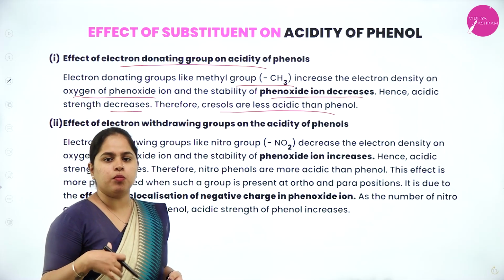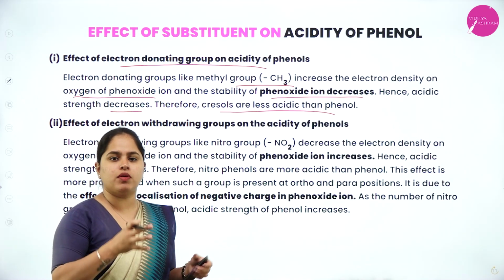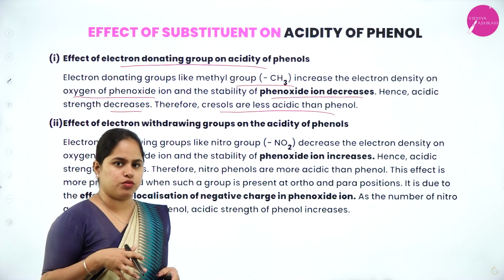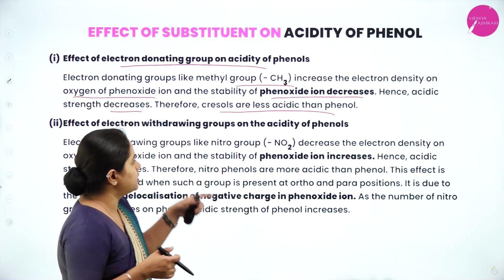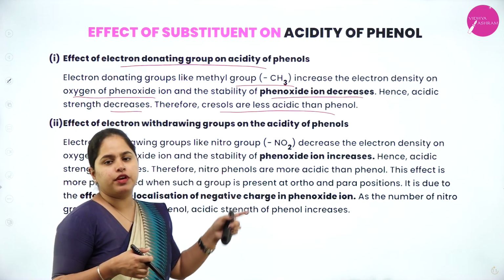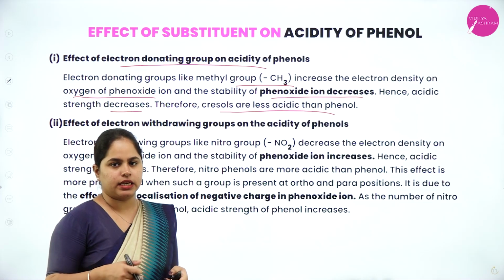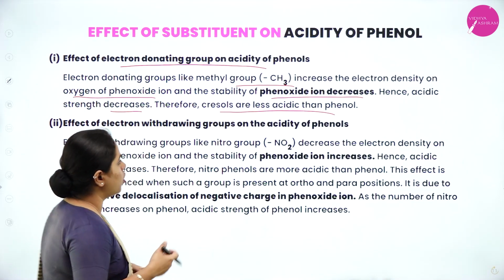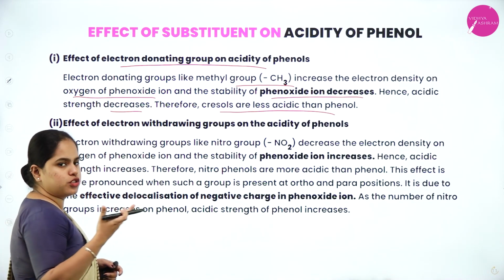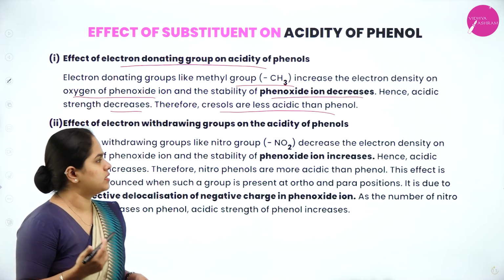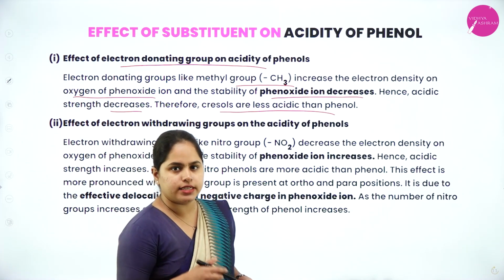When it is becoming more electron rich, the polarity between oxygen and hydrogen will start reducing. Because of that, the stability of the phenoxide ion will be decreasing. Because the stability decreases, the acidic character also decreases. That is why cresols are less acidic than phenol.